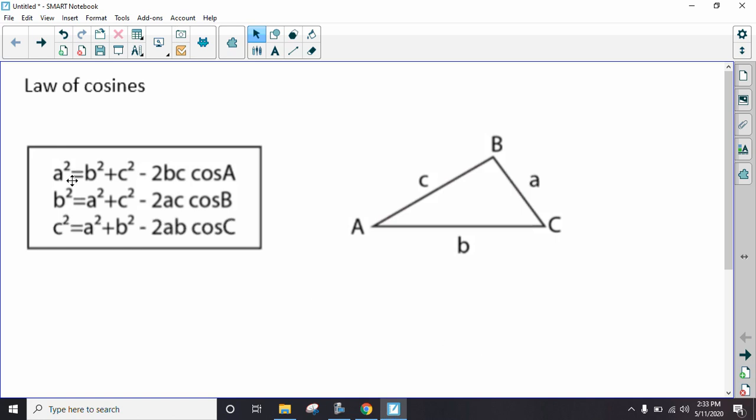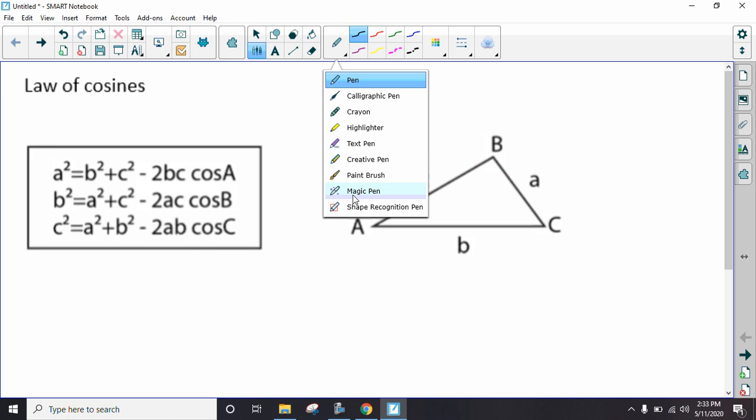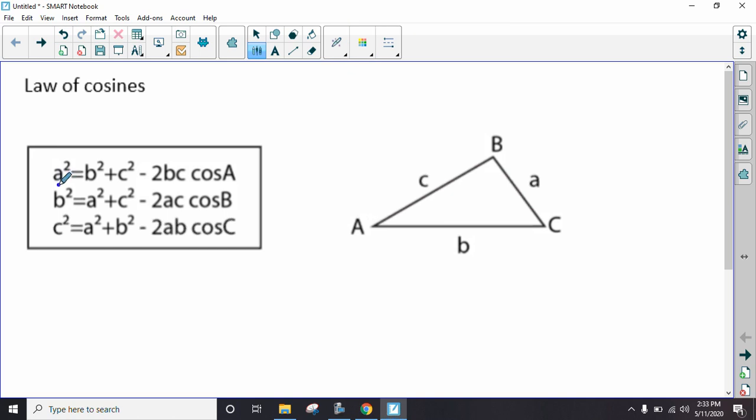Now, you can tell if you look over here, I've got my magic pen on my low quality videos. The only thing that really changes is the letters here. The whole basis is the same. It's basically what we're looking for each time.